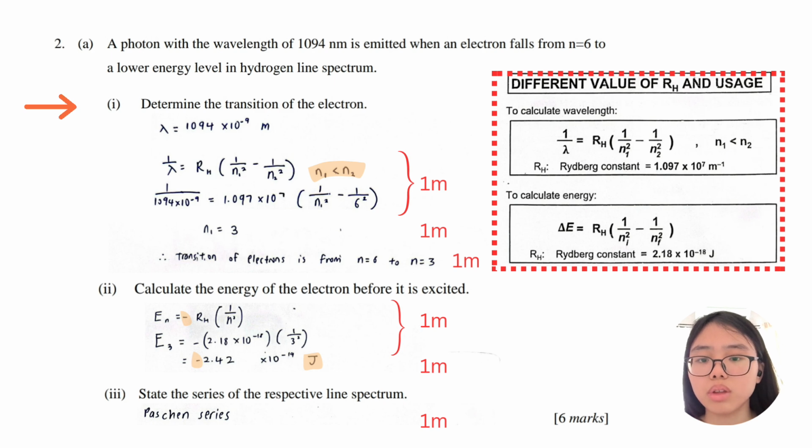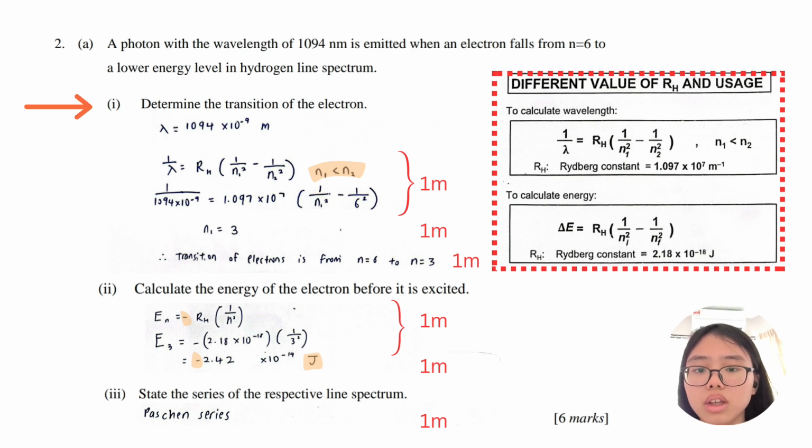For this question, we should use the formula 1 over wavelength equals to Rydberg constant times 1 over n1 square minus 1 over n2 square, where n1 is smaller than n2. Substitute the values given in the question into the formula, and you will get n1 equals to 3. So the transition of the electron is from n equals to 6 to n equals to 3.